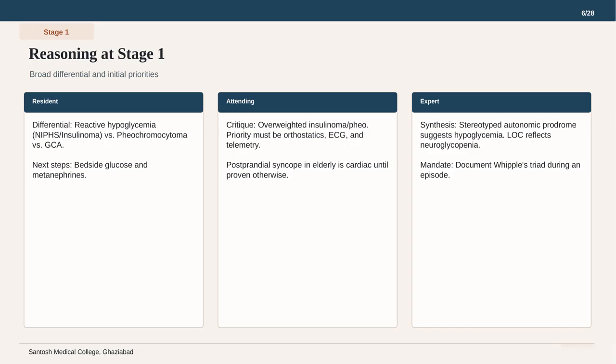However, the expert in the right column synthesizes the clues differently. They point out that the stereotyped autonomic prodrome strongly suggests hypoglycemia, and the loss of consciousness reflects neuroglycopenia. The expert's clear mandate is to document Whipple's triad during an active episode. We will soon see which of these clinical perspectives aligns with the data from the emergency medical services.